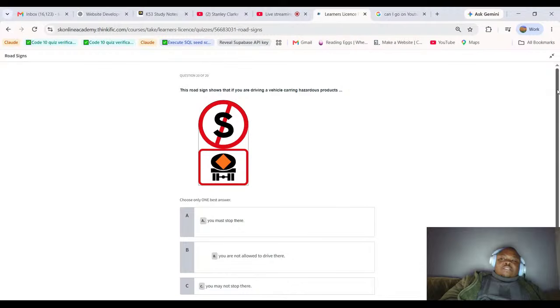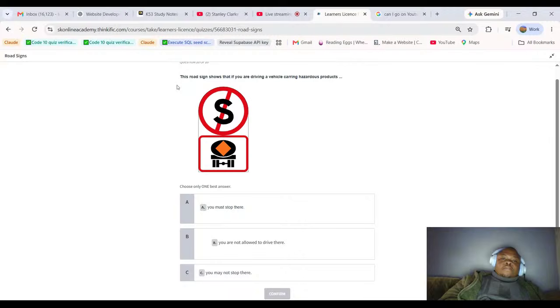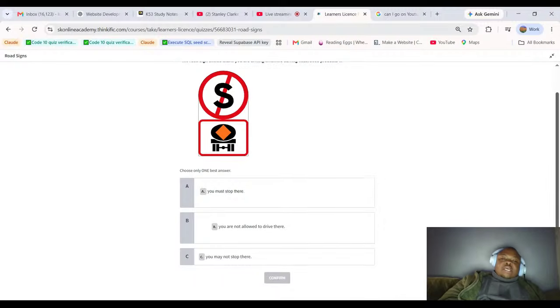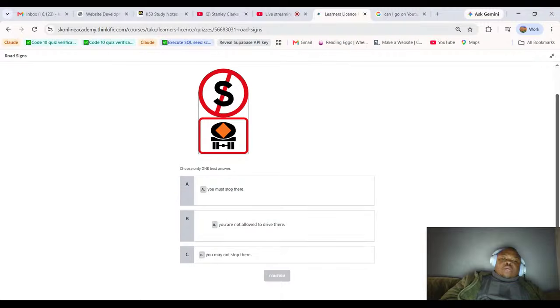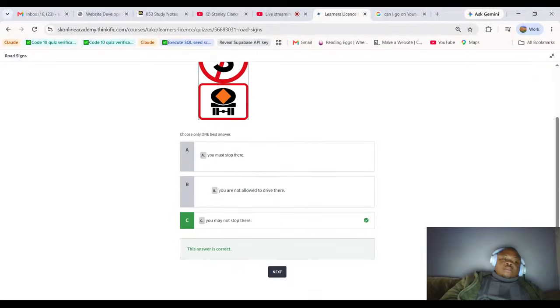And then, last but not least, this sign shows you that if you are driving a vehicle carrying hazardous products, A, you must stop there. B, you are not allowed to drive there. Or C, you may not stop there. Right? C it is. And yes, C is the correct answer.